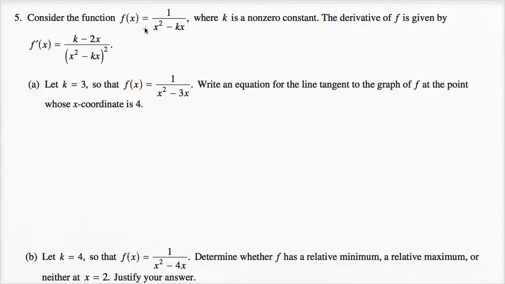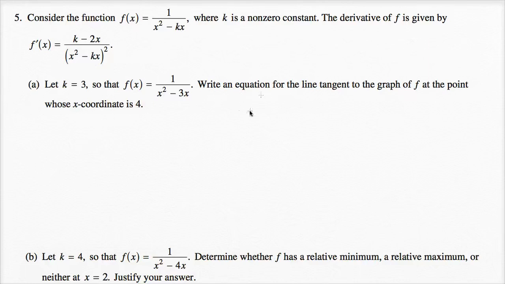Consider the function f of x is equal to 1 over x squared minus kx, where k is a non-zero constant. The derivative of f is given by this expression right over here. That's nice that they took the derivative for us. Now part A, let k equal 3 so that f of x is equal to 1 over x squared minus 3x. So they set k equal to 3. Write an equation for the line tangent to the graph of f at the point whose x-coordinate is 4.